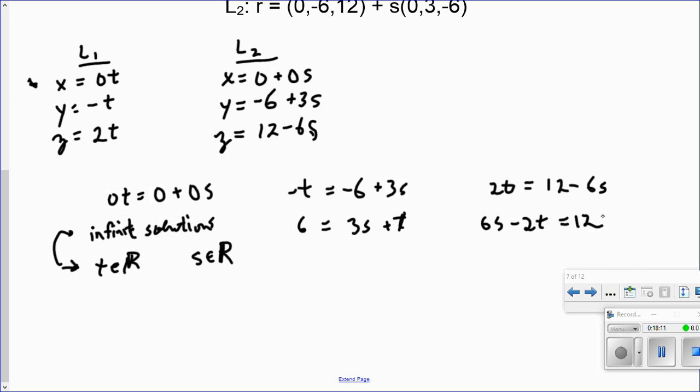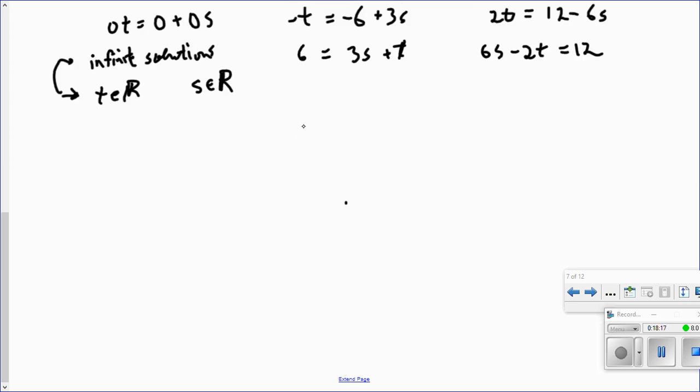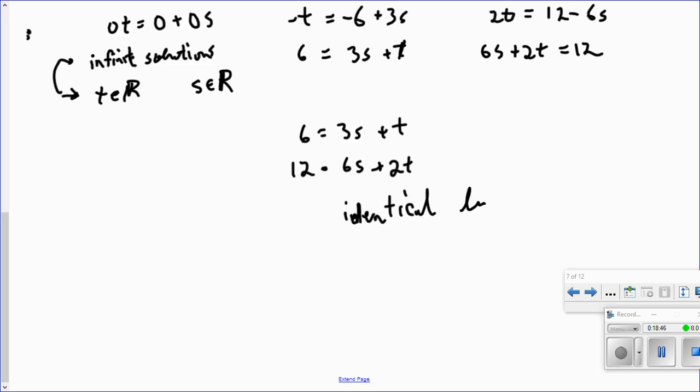Okay, now let's look at my two equations here. 6 equals 3s plus t, and 12 equals 6s plus 2t. And I want you to stop there and notice something, okay? Now if I go and try and solve these, they are identical, right? Those are identical lines, okay? And I don't have a solution here, and it's basically the same situation here.